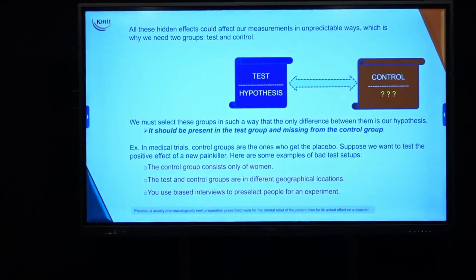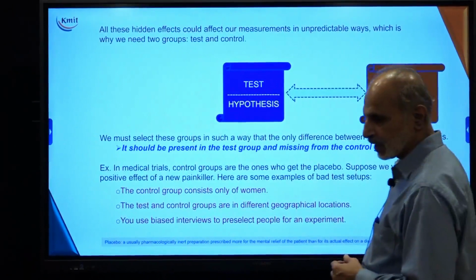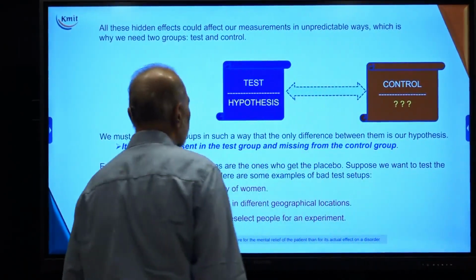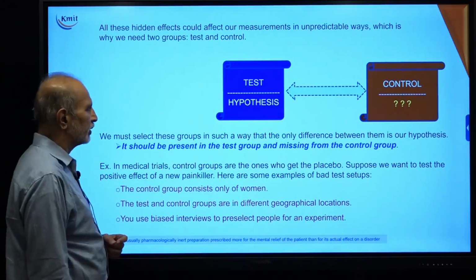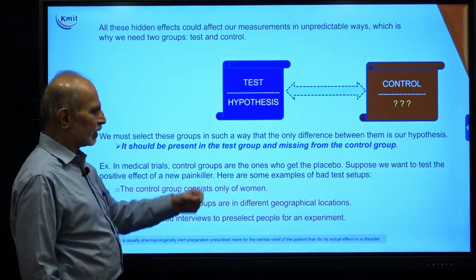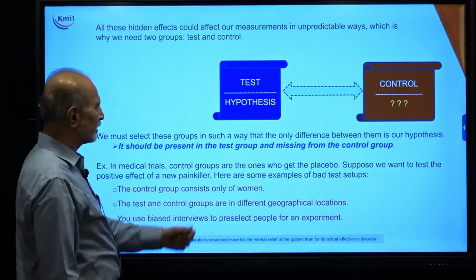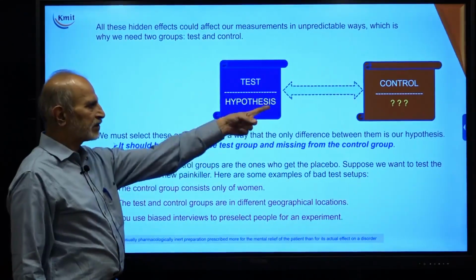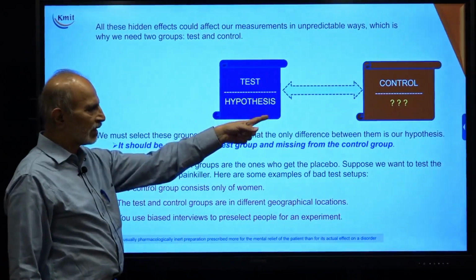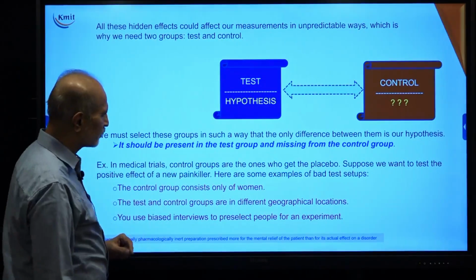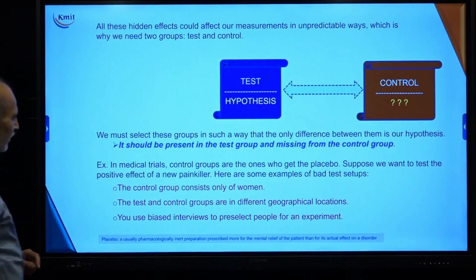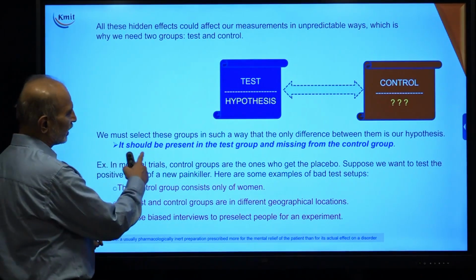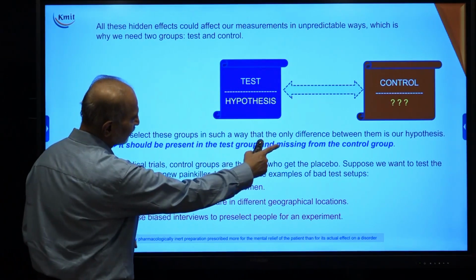All the hidden effects could affect our measurement in an unpredictable manner, and so we need to have a two-way grouping done. One is a test group, another is a control group. Under the test group I put a hypothesis which is not available under the control, because I need to control; that is the reason I have put a question mark over there. So, we must select these groups in such a way that the only difference between the two is in our hypothesis. The hypothesis represents the test group and is missing from the control.